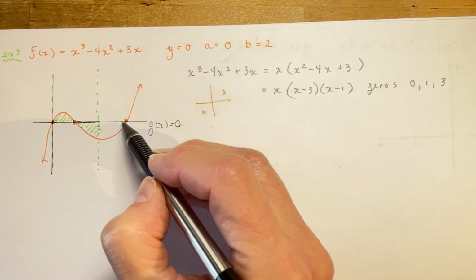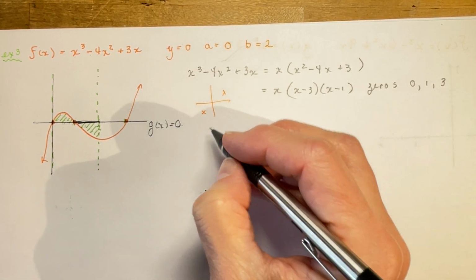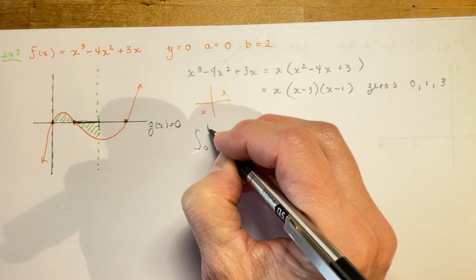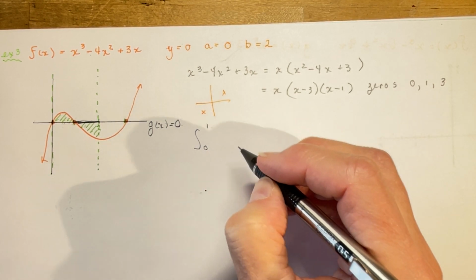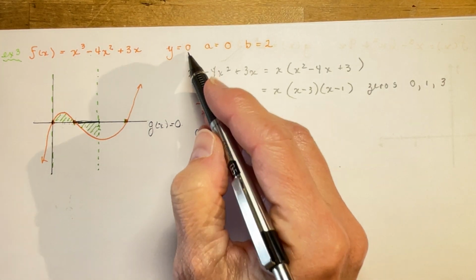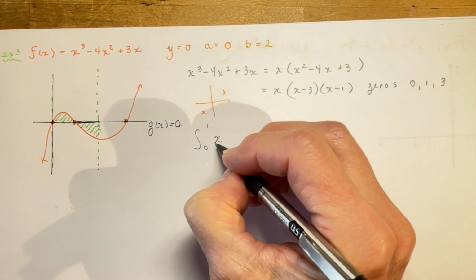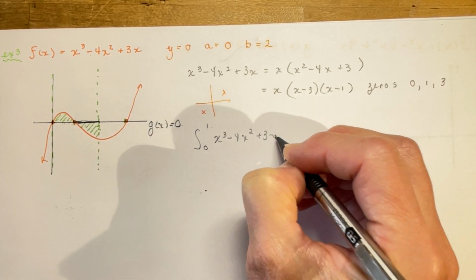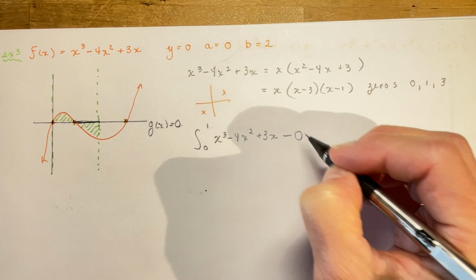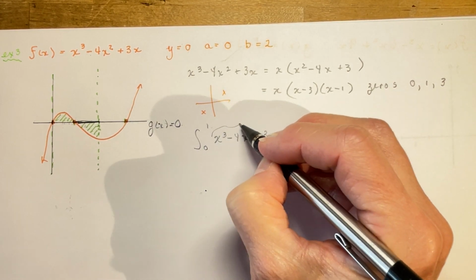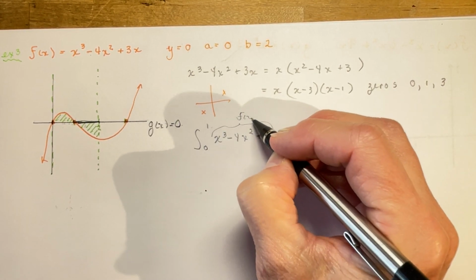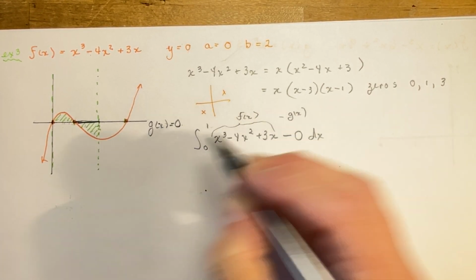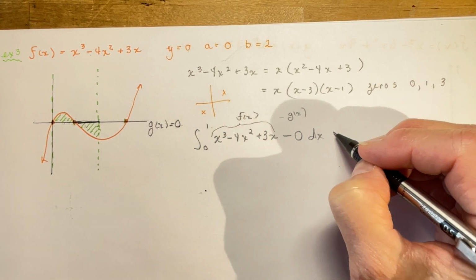So all I needed to do was find the x-intercepts. So my first is going to be between 0 and 1. And I'm going to be doing f(x) minus g(x). So g(x) is 0. So that's just x cubed minus 4x squared plus 3x. And if you want, you can put minus 0 in here, just so that you remember this was your f(x), and you're subtracting your g(x) dx. That's this first part. So we really have two little regions.